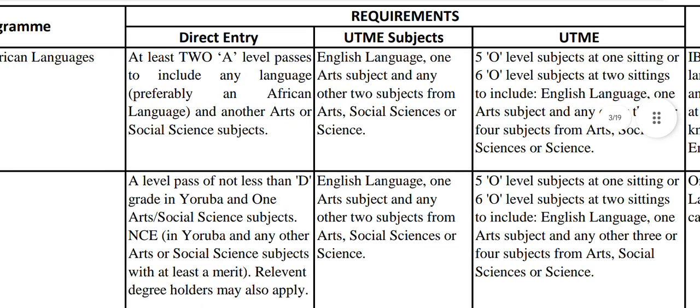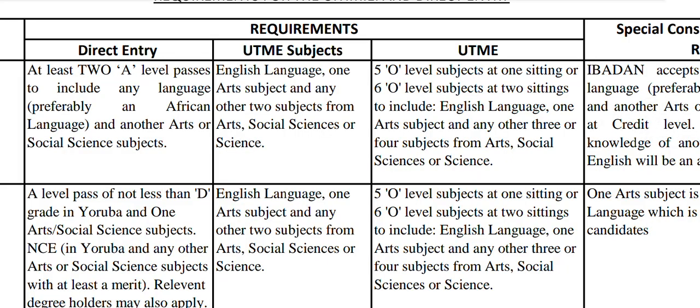So for this linguistics course, you must have English language, one art subject, which might be literature, history, CRS or Yoruba language. And any other two subjects, you can choose any other two subjects to make four like that, apart from English and the art subject I mentioned earlier. So you can choose any other two subjects to make it four.